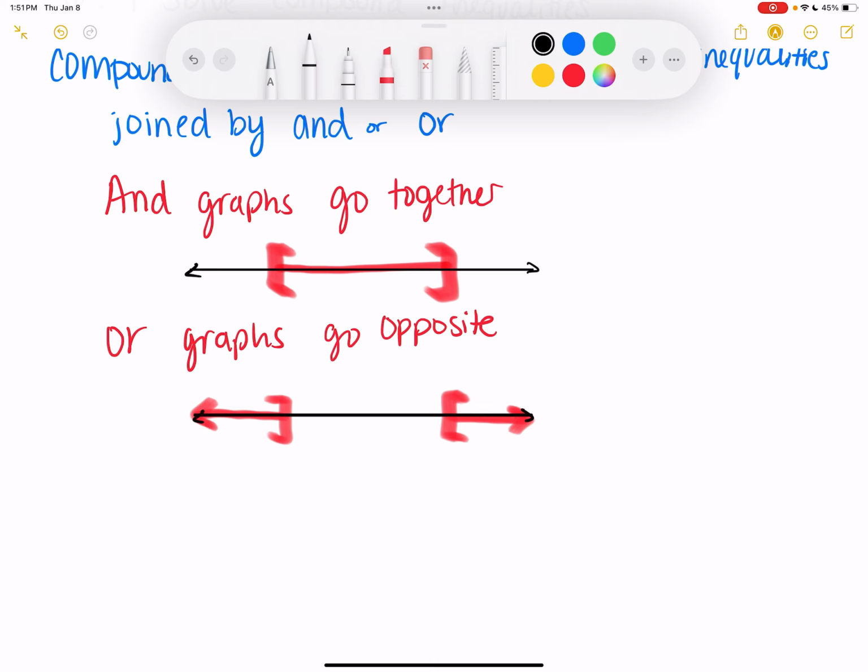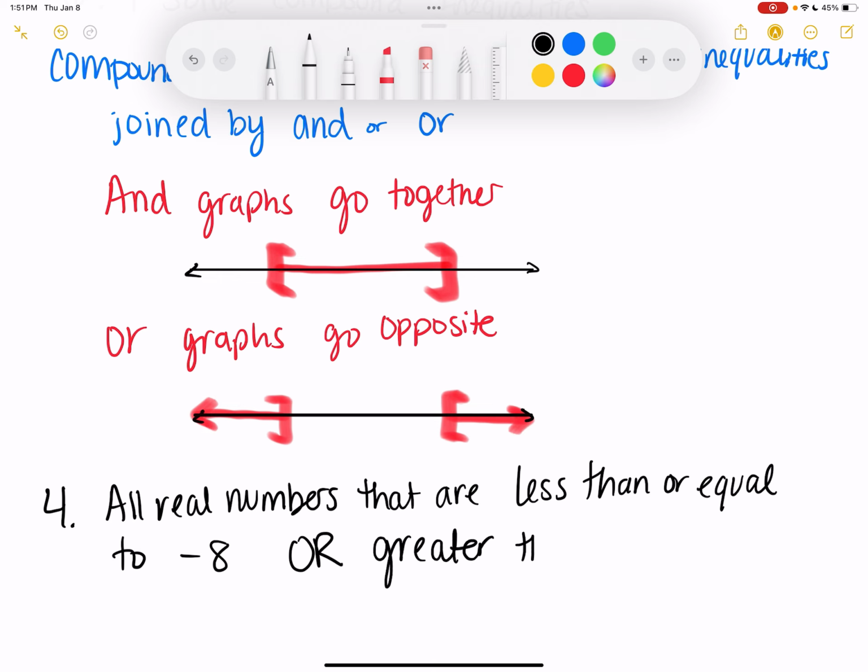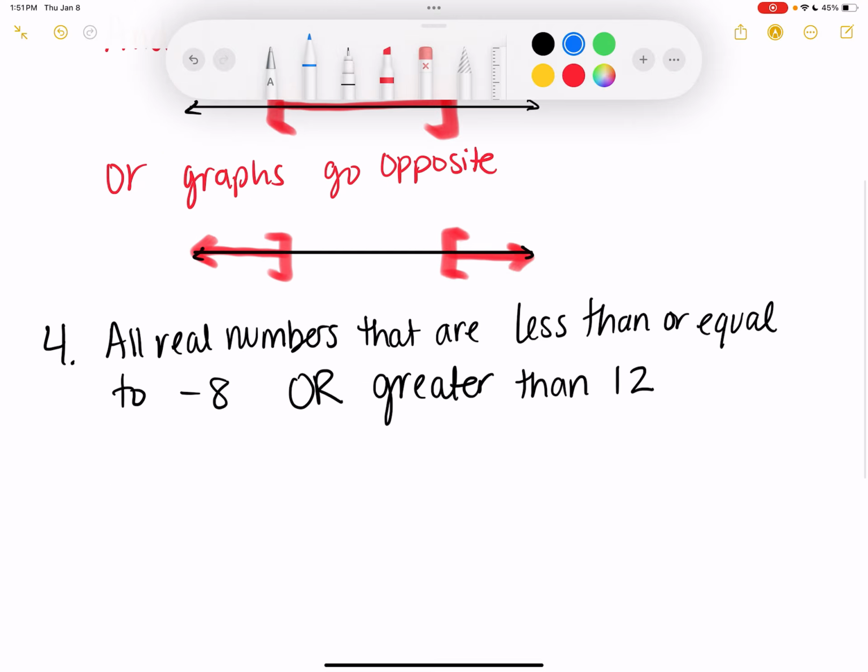2 years. All right. Translate the verbal phrase into an inequality, then graph the inequality. So number 4. All real numbers that are less than or equal to -8 or greater than 12. So is this going to be an or graph? Yep. Wanted to make sure you knew what kind we were dealing with.